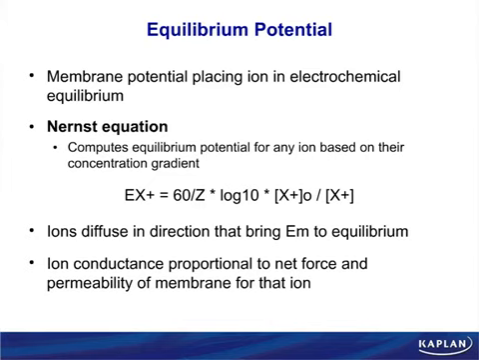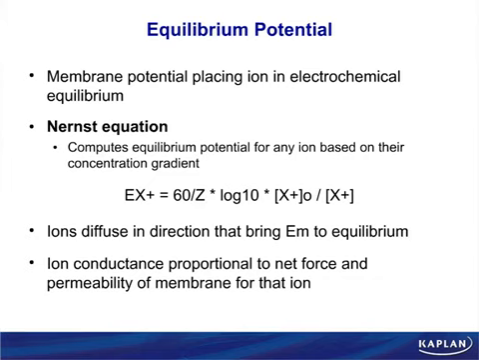Now, the ion conductance, as we indicated, is proportional to the net force. So again, the further an ion is from equilibrium, if I start increasing conductance, I have a big net force trying to drive it toward its equilibrium. And of course, the permeability of the membrane for that ion. That goes back to the idea of ion channels. If ion channels are closed, I may have a big net force because the membrane potential of the cell is a long way from the equilibrium potential for that ion. So there's a big force wanting to get there. It just can't because there's very low conductance.